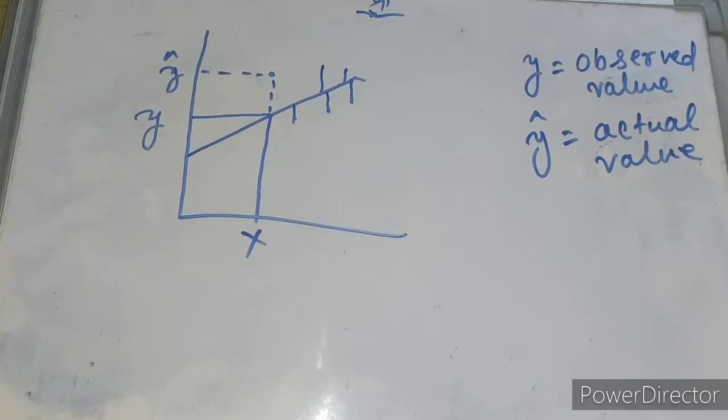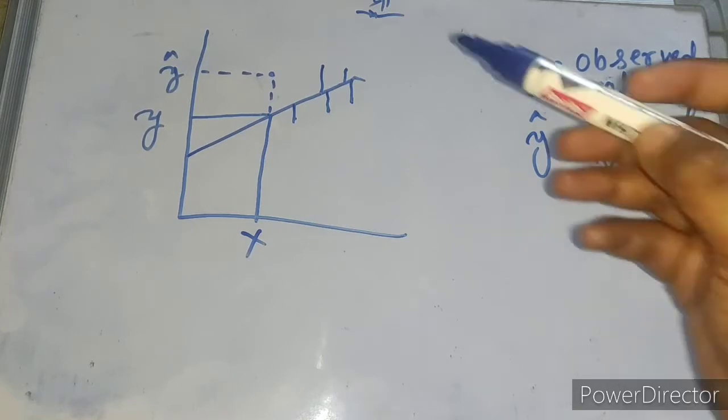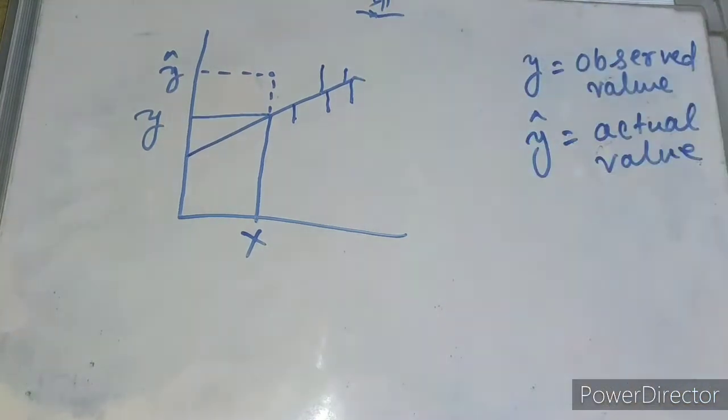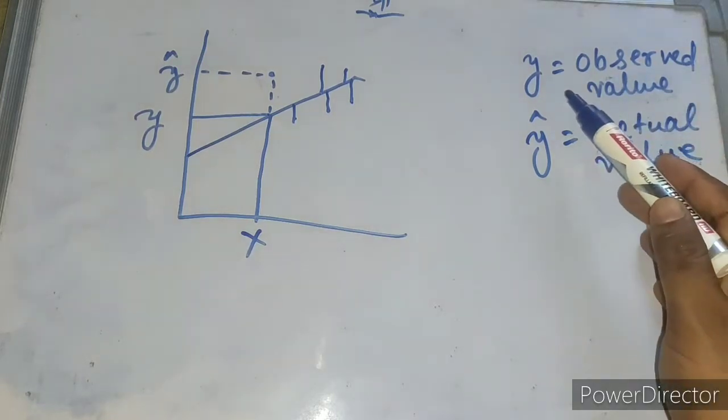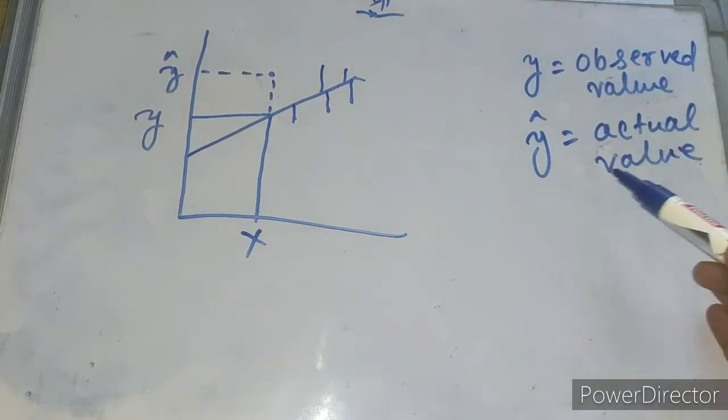the graph is plotted, and to find out the best fit line, first we need to understand what the error is. Error is something like the difference between observed price and actual price. Here y is known as observed price and y cap is known as actual price.